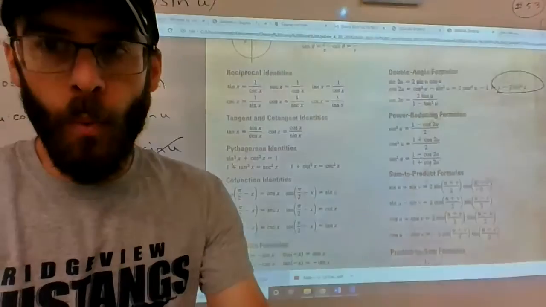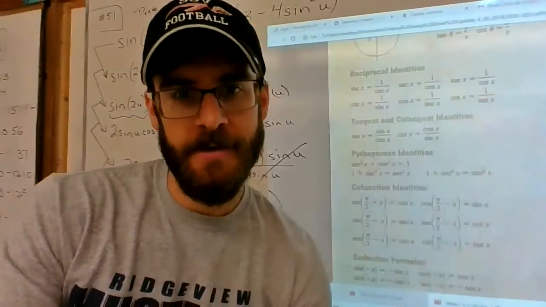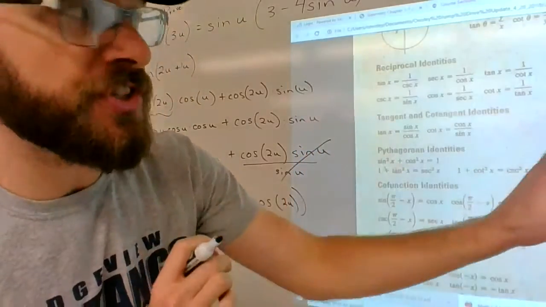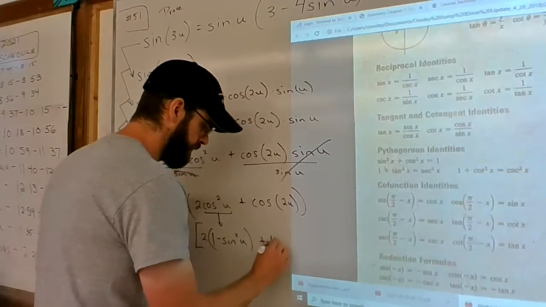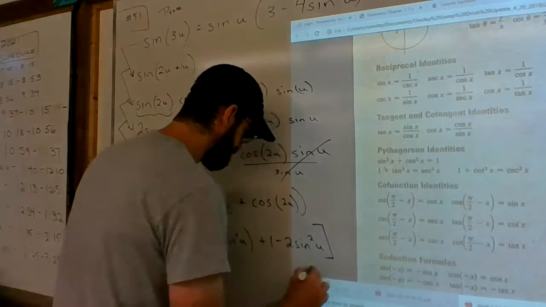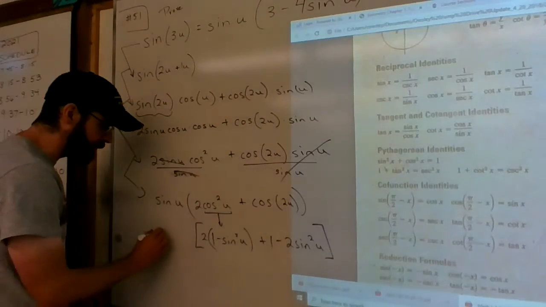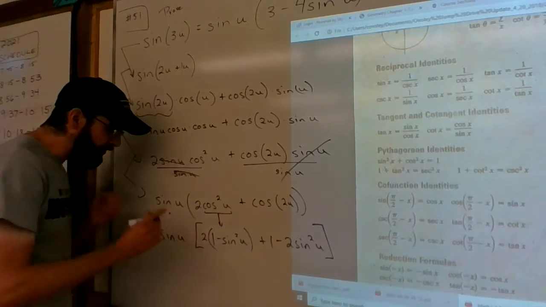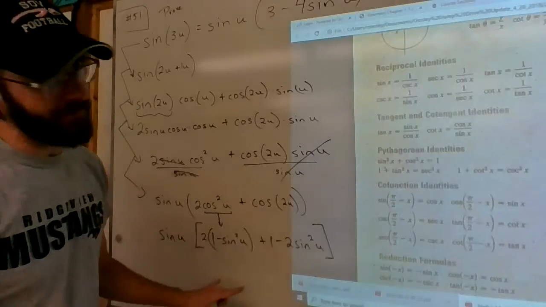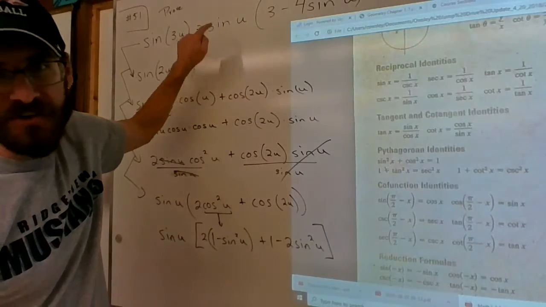Let's put 1 minus, wait, what is it exactly? 1 minus 2 sine squared of u. And it's all still being multiplied by the sine of u. That sine of u is going to stay outside. This one is not re-entering the conversation of inside because it belongs on the outside.